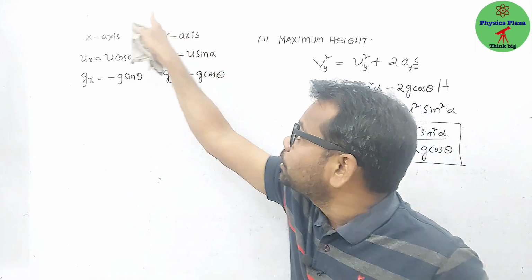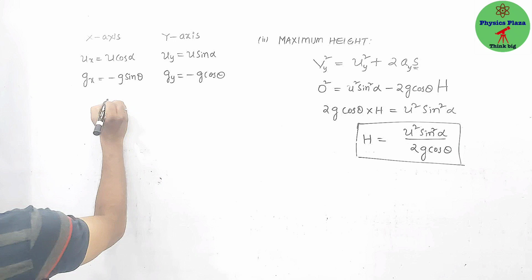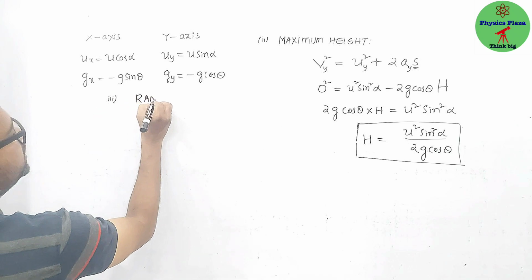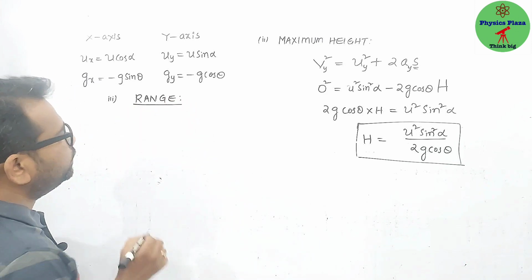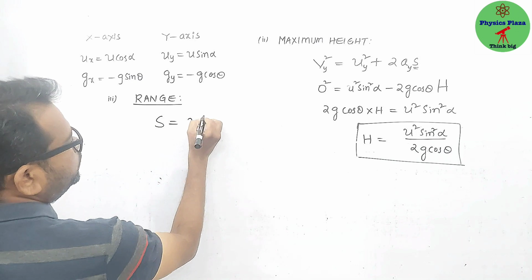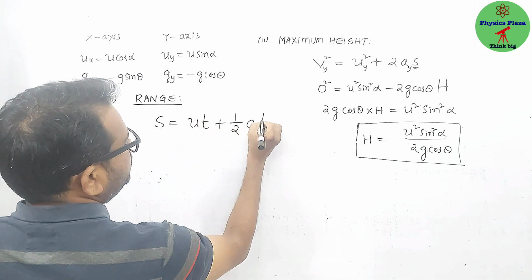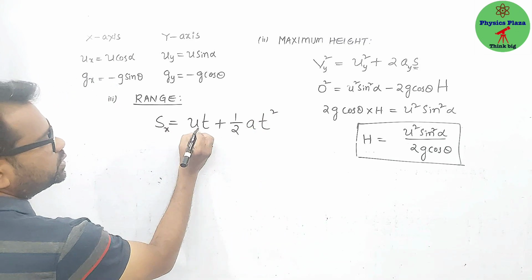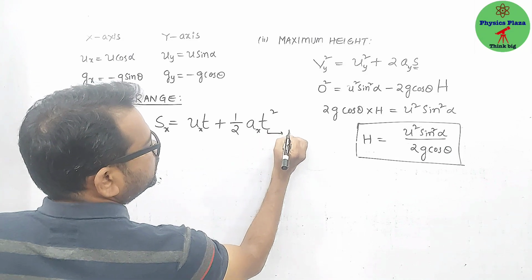There also we should remember these components. Okay, fine. So now the third parameter we are going to discuss is range. Now we'll discuss range, and we also can see when this range is going to be maximum. Okay, fine. So we know that s is equal to ut plus half at square. So this is the horizontal direction, ux, ax, and here this t is going to be the time of flight.